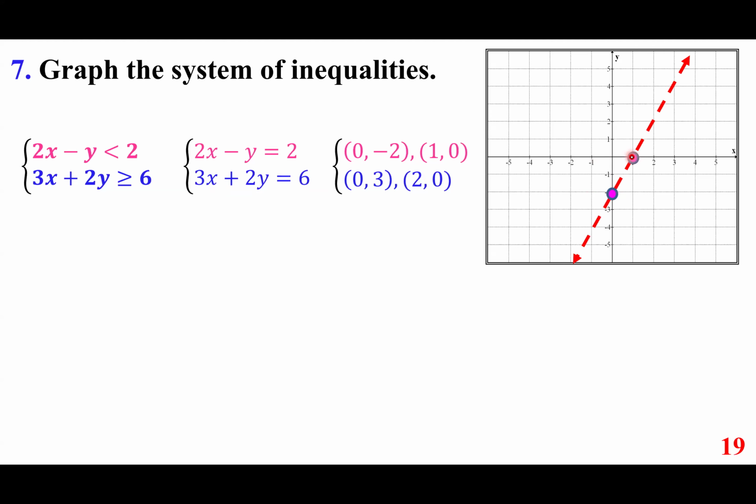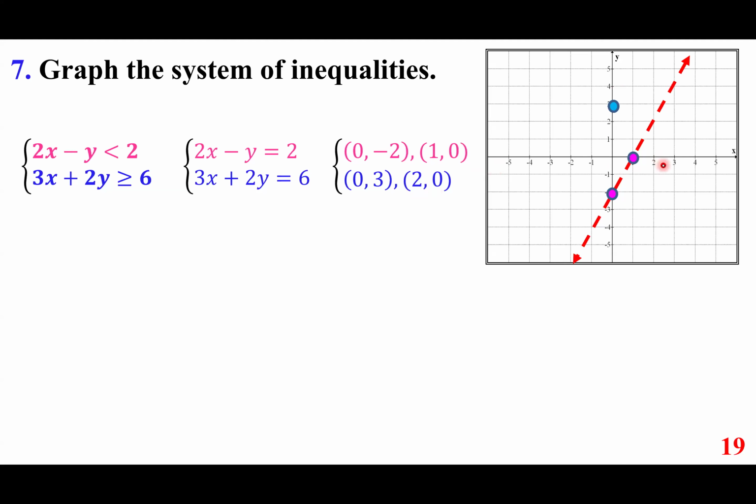And it has to be a dashed line. Why is it dashed? We go back to the original inequality. Less than. Since it doesn't have an equality, the line, which is called the boundary line, is not included. 0, 3, 1, 2, 3 is there.